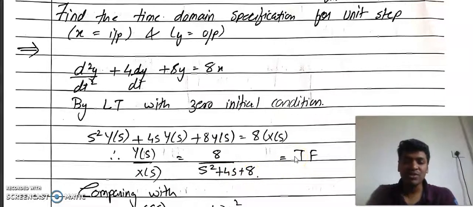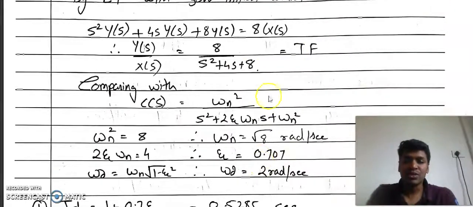Once you get the transfer function, it's very simple. Just observe the denominator. The denominator is a quadratic equation, or we can say a second order system. If we compare with the standard form, it will be s square plus 2 zeta omega n s plus omega n square. So here omega n square will be equal to 8 and 2 zeta omega n will be equal to 4. From this comparison we can get the value of omega n, similarly the value of zeta, and similarly omega d.